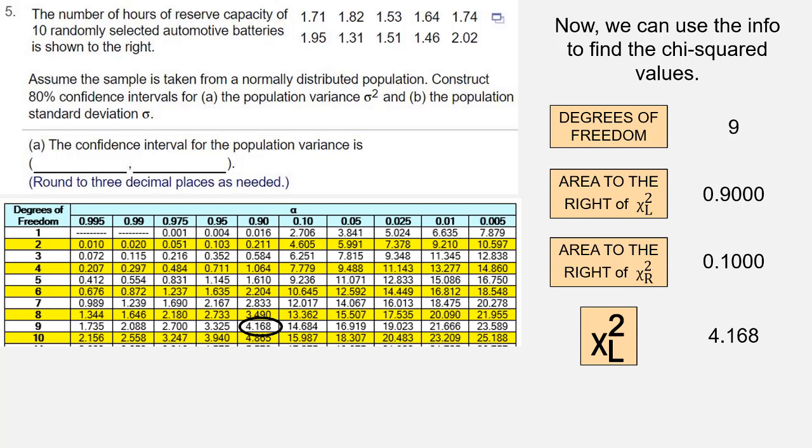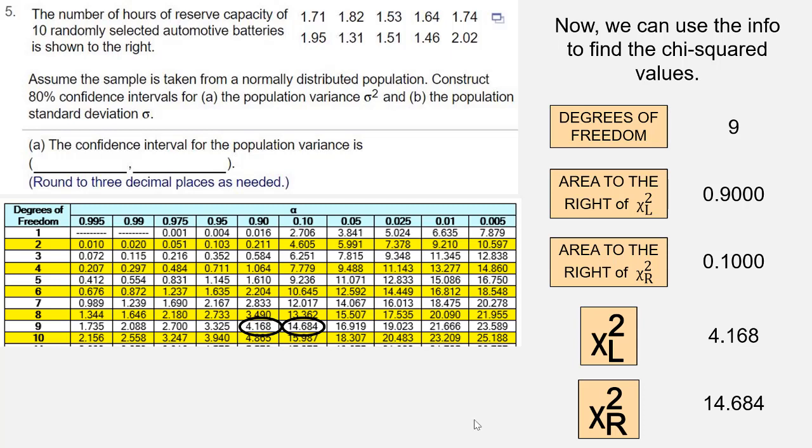For chi-square R, we do something similar, but with the area to the right of chi-square R, which is 0.1000. On our table, it's 0.10. So we find where the degrees of freedom 9 intersect with the 0.10, and that's at 14.684. So now we have the values for the chi-squareds.